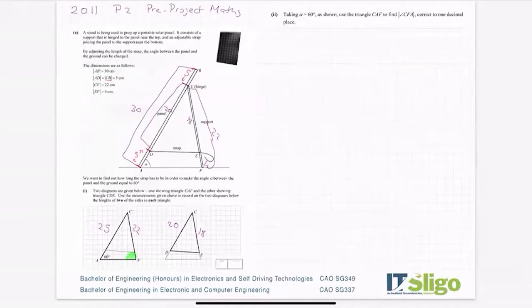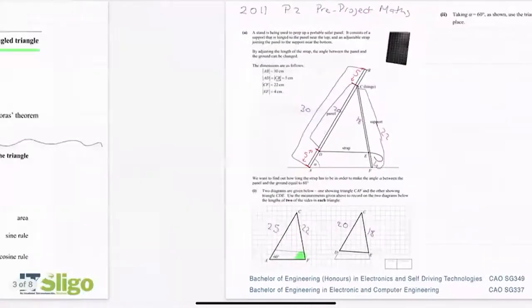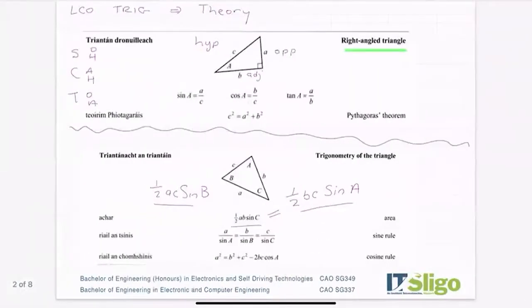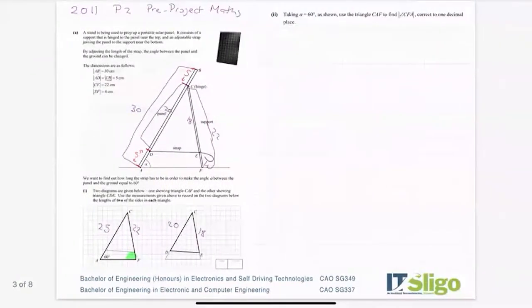Okay, so non-right angle triangle is the first thing. So back I go to my log tables, and I'm non-right angled, so I'm down here. I have the choice between the sine rule or the cosine rule. Okay, so if I go back to my question, I see that I have two sides.